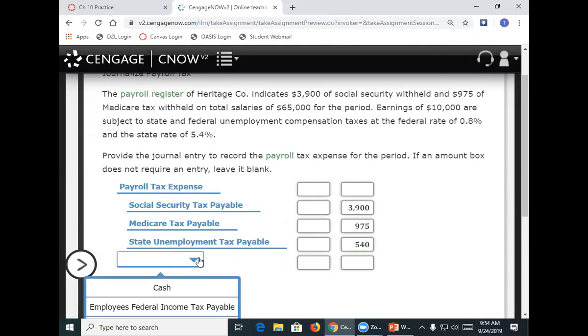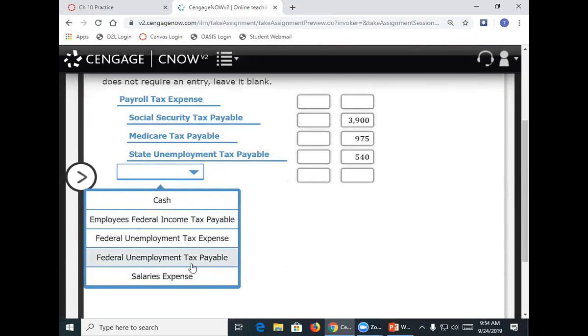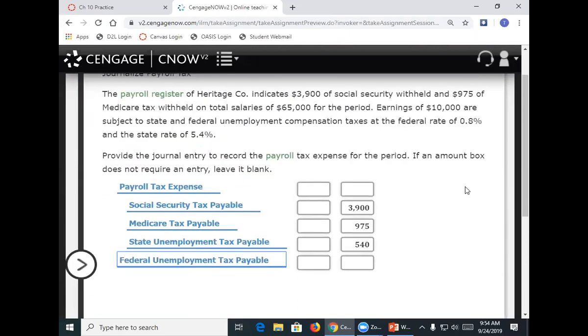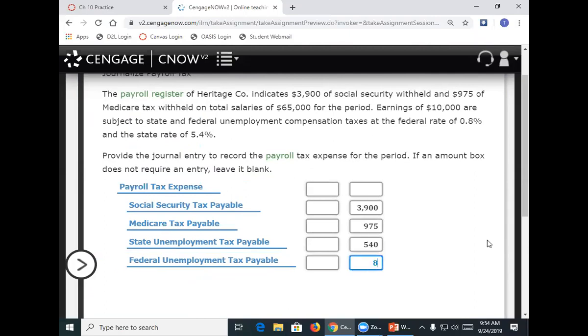And then last but not least, we have the federal unemployment tax payable, which is 0.8%. So how much will we pay into federal unemployment? $80. Okay, $80.